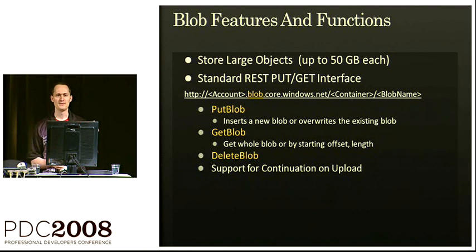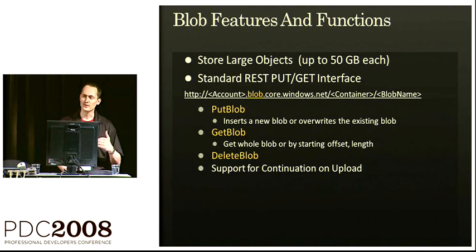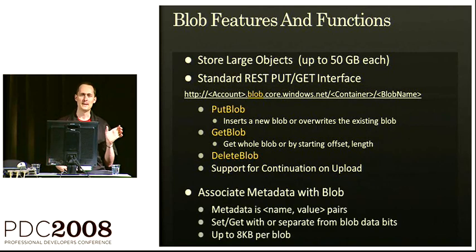Now, we also support efficient continuation of upload for blobs, and I'll get to that in the next slide. The other thing you can specify for a blob is name-value metadata information, similarly to what you can do at the container level. So going back to our picture album example, you might want to associate with each of your pictures who's in the picture or a caption with the picture. This information is easy to store with and retrieve via the metadata associated with a blob. You can get and set this information separately from the blob bits, and you can store up to 8 KB per blob.